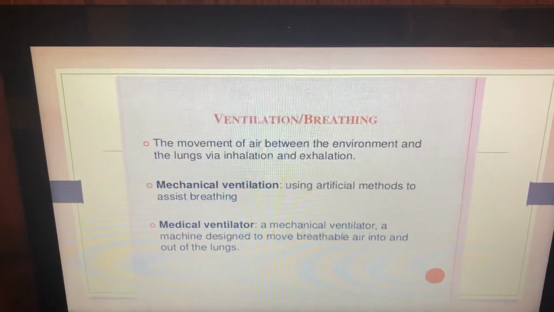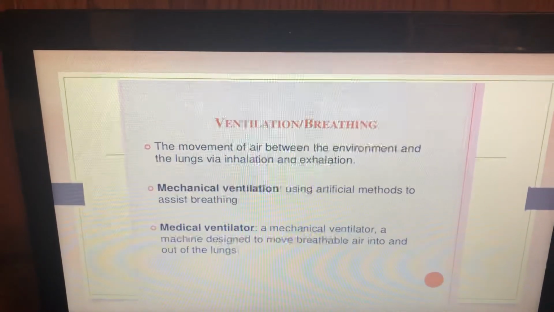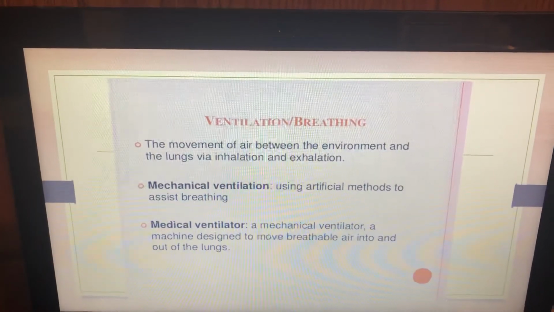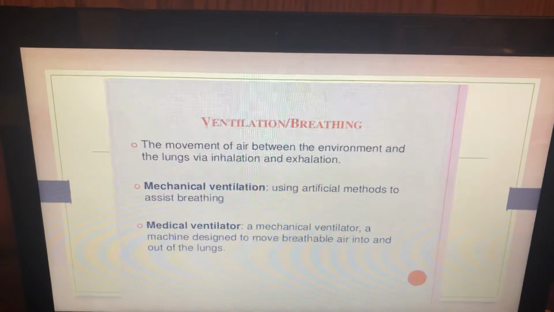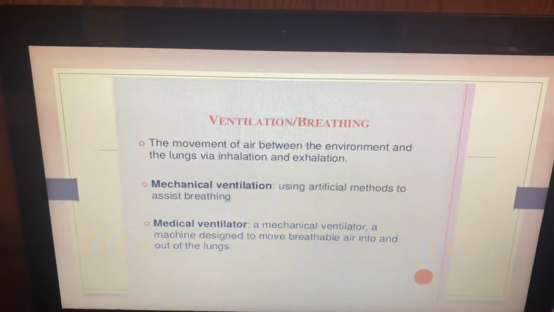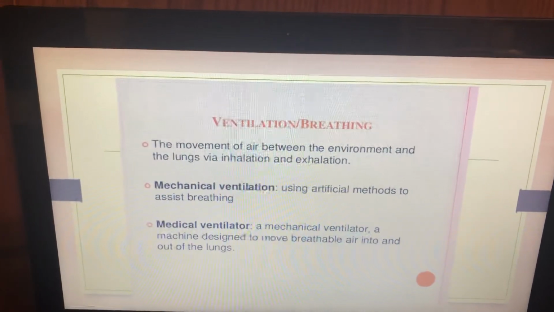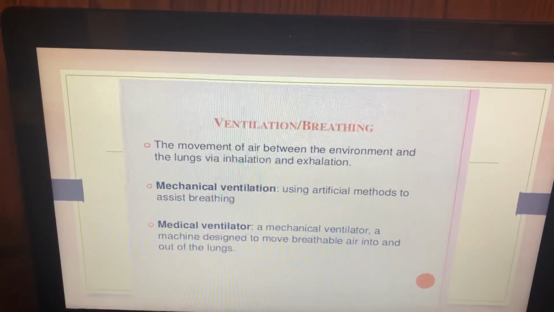Ventilation/breathing: the movement of air between the environment and the lungs via inhalation and exhalation. Mechanical ventilation: using artificial methods to assist breathing. Medical ventilator: a mechanical ventilator, a machine designed to move breathable air into and out of the lungs.